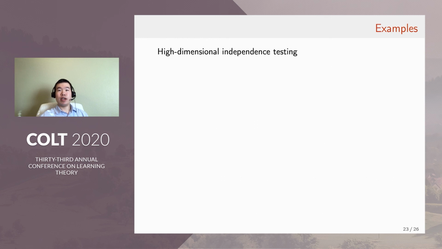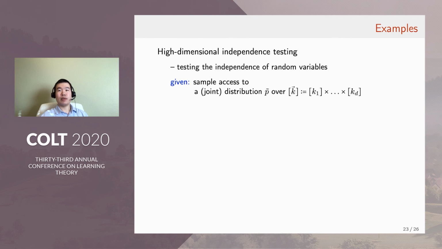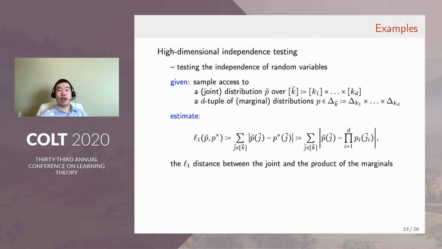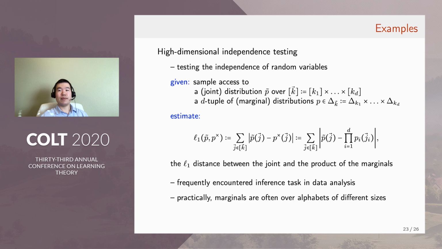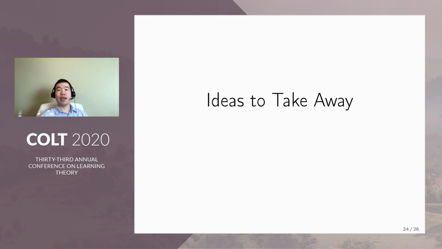The last example I am going to talk about is the high-dimensional independence testing task. We want to test the independence of random variables. We are given sample access to the joint distribution and a collection of marginal distributions, and then we want to estimate the L1 distance between the joint and the product of the marginals. This is frequently encountered in data analysis. Practically, marginals are often over alphabets of different sizes, which is accommodated by our formulation.